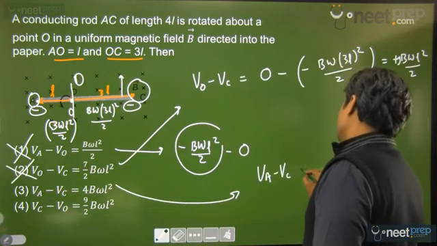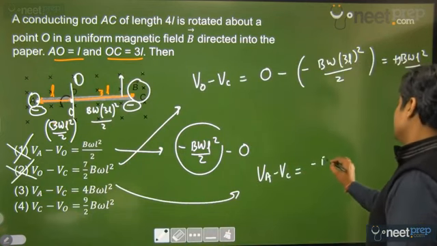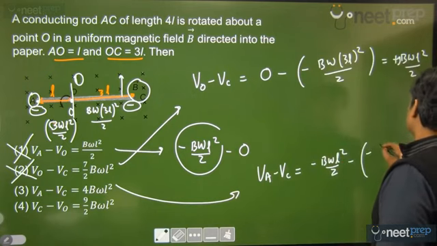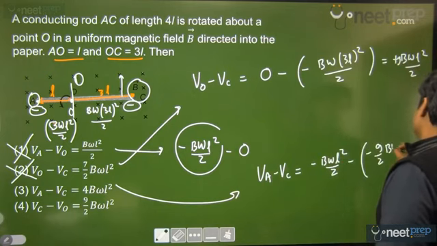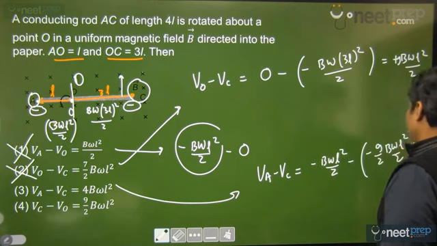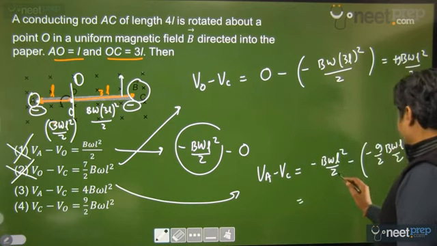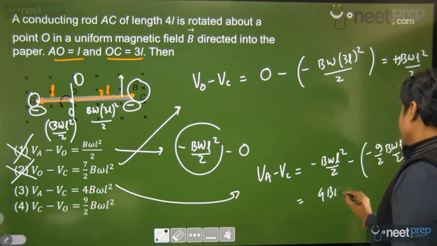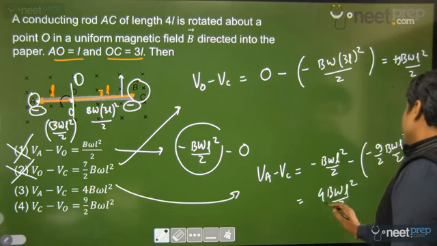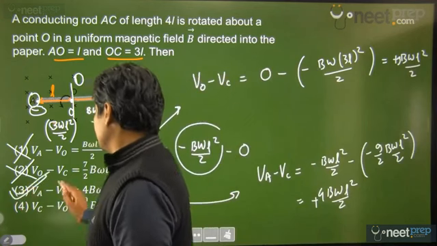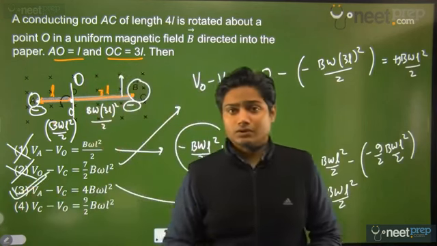VA minus VC. So VA, we already know, is minus B omega L square by 2, and VC will be minus 9 by 2 B omega L square by 2. So clearly from here you can see 9 minus 1, so 4 B omega L square by 2, positive. Yes, this option is correct. Similarly, you can determine the fourth option will be wrong. So this is how we do.